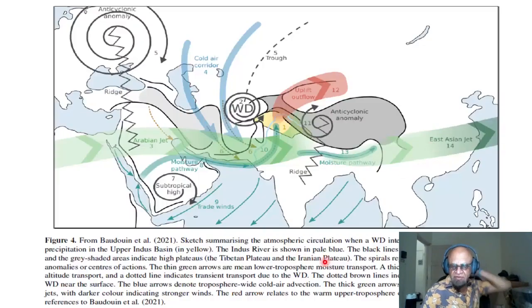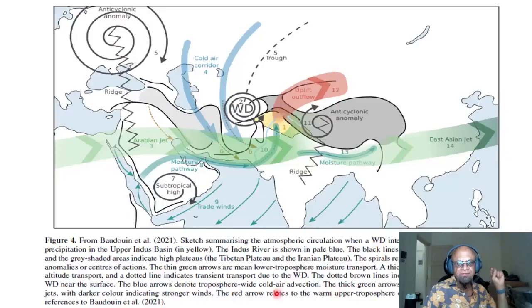Okay, well, these are addressed in the text, which I'm obviously not going to follow up with. The spirals represent tropospheric geopotential anomalies or centers of action. The thin green arrows show mean lower tropospheric moisture transport that we looked at here. A thicker arrow width indicates higher altitude transport, and a dotted line indicates transient transport due to WD. The dotted brown lines indicate advection of dry air by WD near the surface. So here are the brown lines.